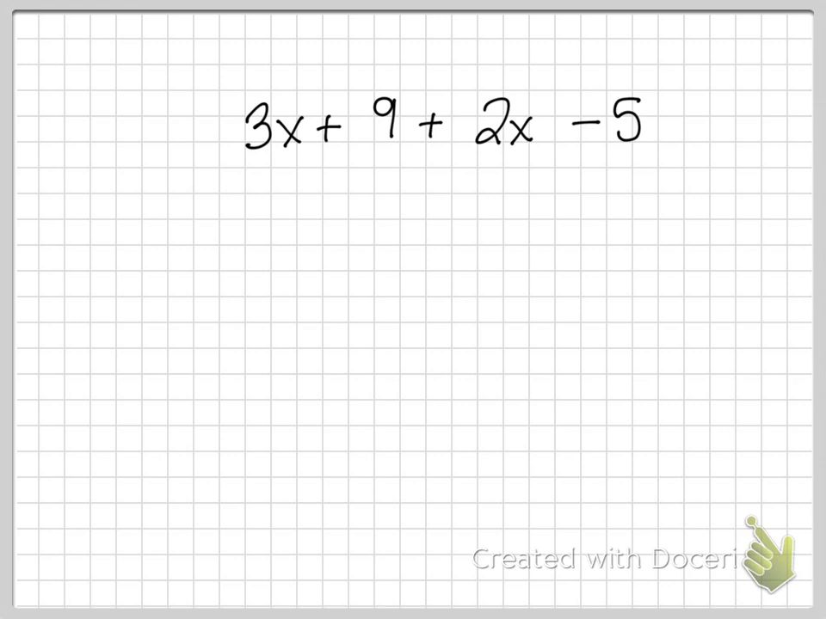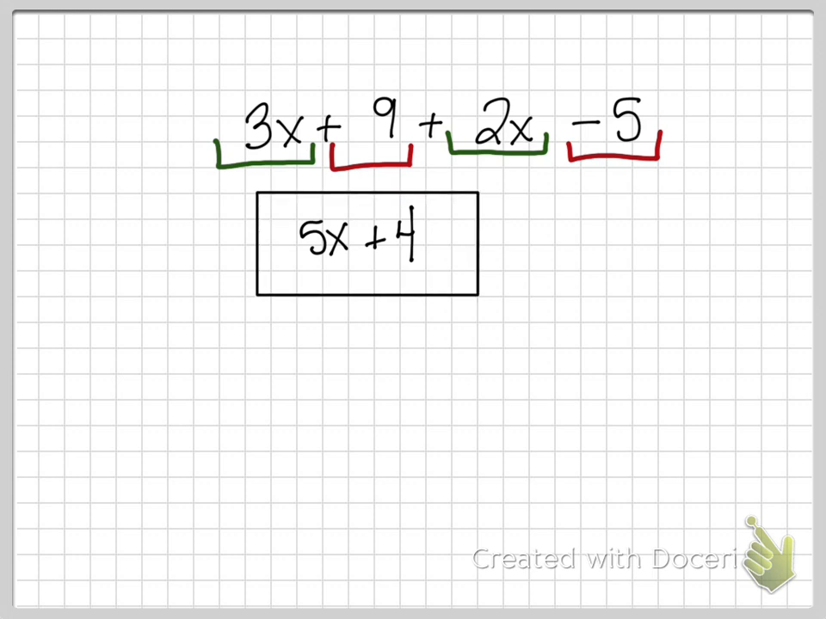Tate? 3x and 2x. Okay, if we combine those terms, remember we add the coefficients. So what is 3x plus 2x? 5x. Very good. Okay, and then remember our constants are always also like terms. 9 minus 5. What is 9 minus 5? 4. So then my simplified expression is 5x plus 4.